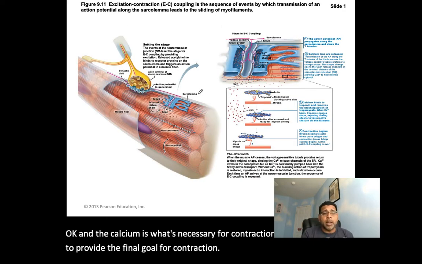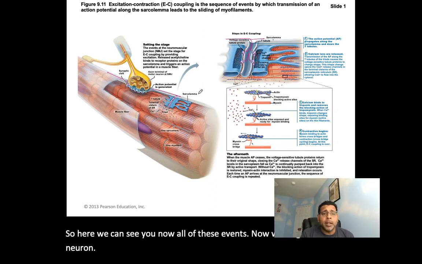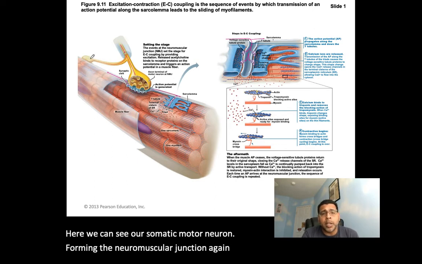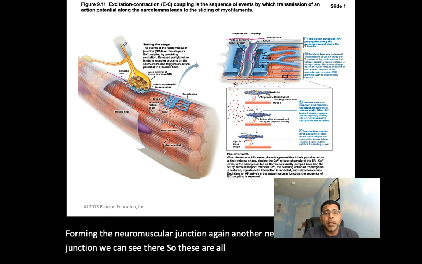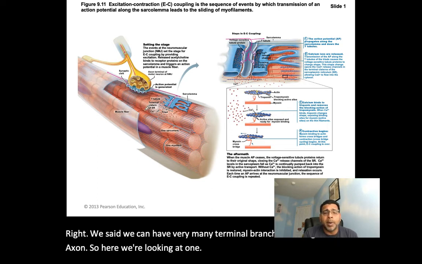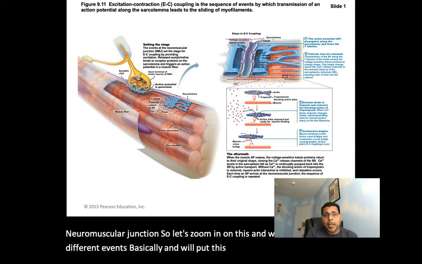So here we can see now all of these events. Now we've got our motor neuron. Here we can see our somatic motor neuron forming the neuromuscular junction. Again, another neuromuscular junction we can see there. So these are all the terminal branches. We said we can have very many terminal branches coming from one axon. So here we're looking at one neuromuscular junction. Let's zoom in on this and look at all these different events, and we'll put all of excitation-contraction coupling together.